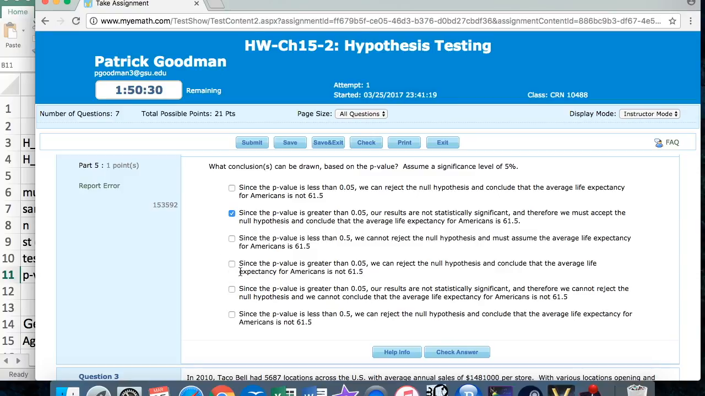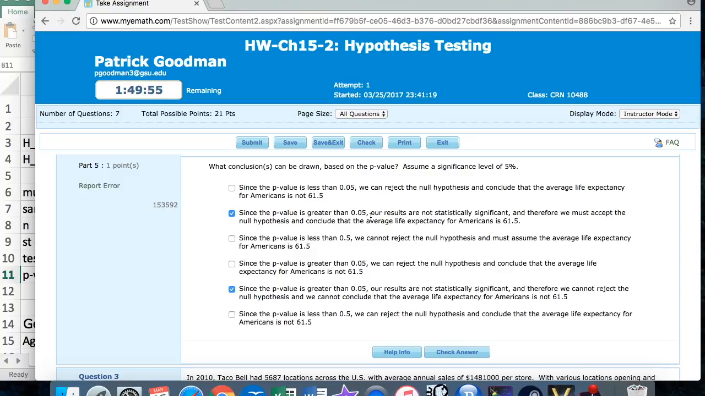So let's keep looking. Since the p-value is greater, we can reject. We cannot do this, right? Since the p-value is greater than 0.05, our results are not statistically significant, and therefore we cannot reject the null hypothesis, and we cannot conclude the average life expectancy for Americans is not 61.5. This one makes more sense to me. The reason is because when you're doing a hypothesis test, you're assuming that the null hypothesis is true. So if you can't find a contradiction, it doesn't prove that it's true, right?